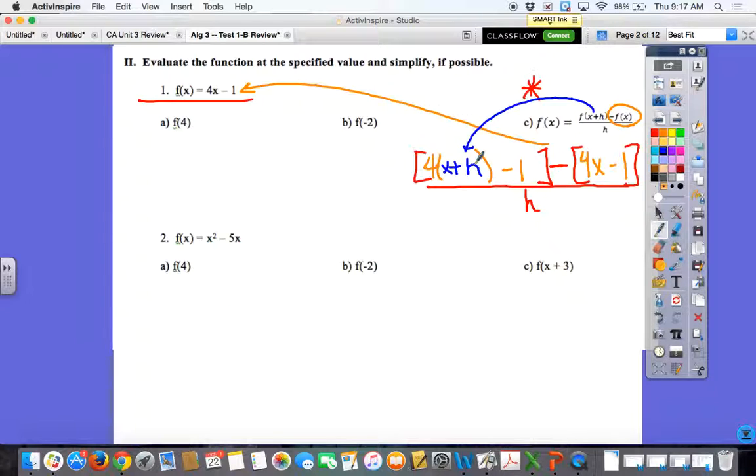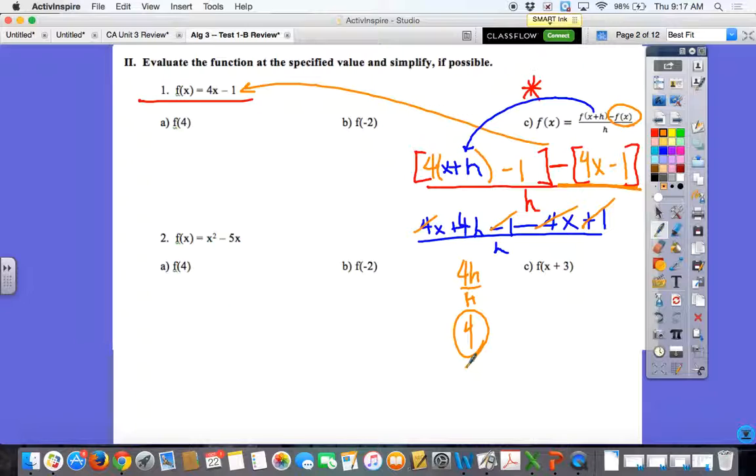Okay, once you get that set up, you're just going to do the algebra. So that's going to be 4x plus 4h minus 1 minus 4x plus 1. And remember our little check system? The things from the back end should cancel. So the positive 1 and the negative 1 cancel. The negative 4x and the positive 4x cancel. That leaves 4h over h. h is reduced. We've got a 4.